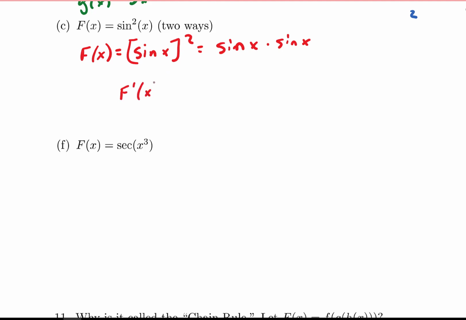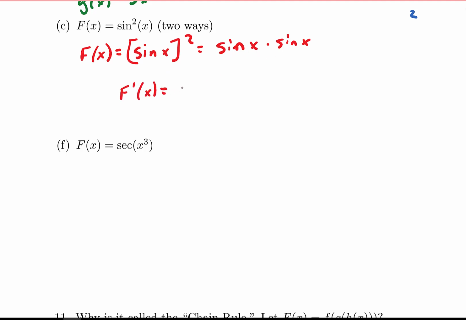So now let's look at a second way to do this problem. The second way is to remember that sine of x quantity squared is just the same thing as sine of x times sine of x. That's rewriting f of x that way. So now we can find the derivative, which gives us f prime of x.